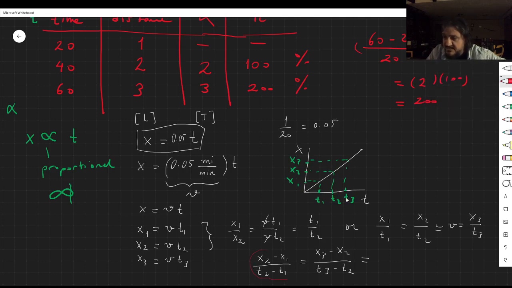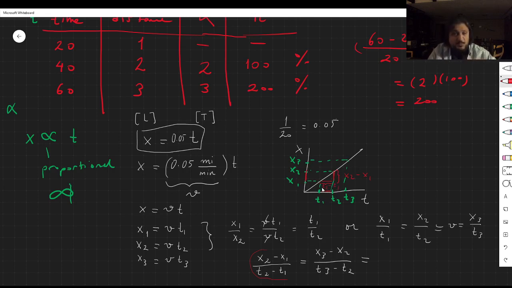I'm subtracting x1 from x2. This is x2, x1. If I subtract it, what I end up with is this length here, or this one. That is x2 minus x1. Similarly, if I subtract t1 from t2, I get this, or that. t2 minus t1.